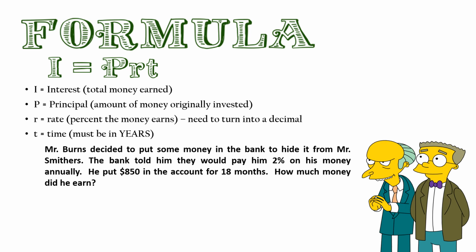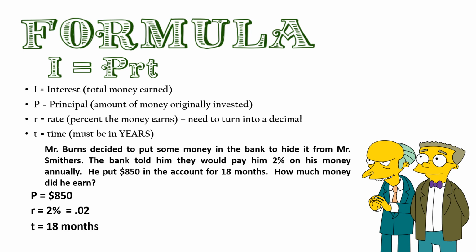So let's look at what we do know. You should always write down the pieces that we know. We know that the principal that he started with was $850. We know that the rate that the bank is paying him on his money is 2%, which we then need to turn into a decimal, which would be 0.02, because we got to move that decimal place 2 spaces to the left.